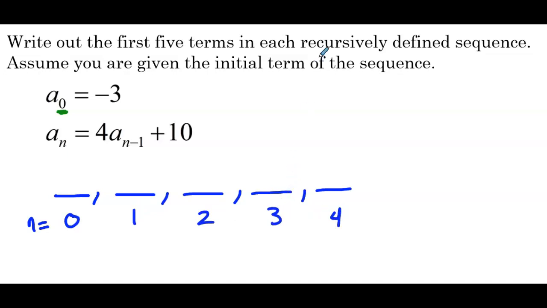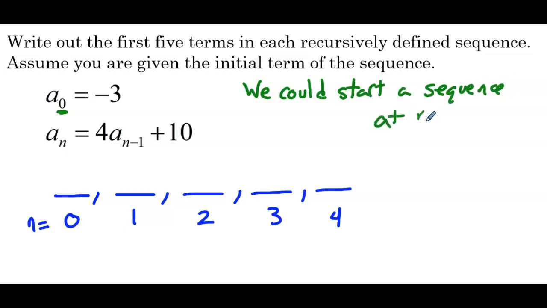So that could happen, we could start a sequence at n equals 0. It doesn't happen all that often, but it's something that we have to be aware of, that they could start at n equals 0 when they're defining the recursive definition. So now, look at how we're going to go from one term to the next.